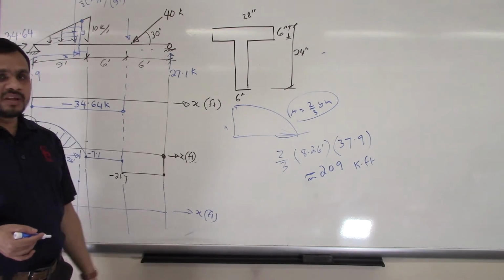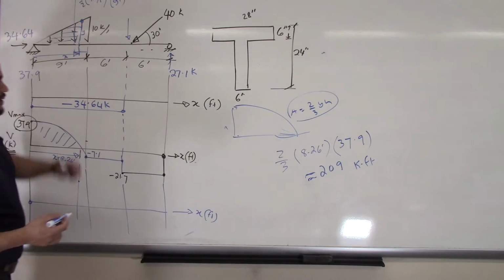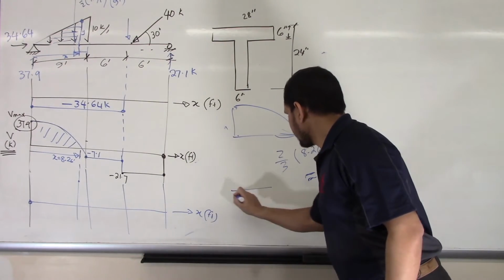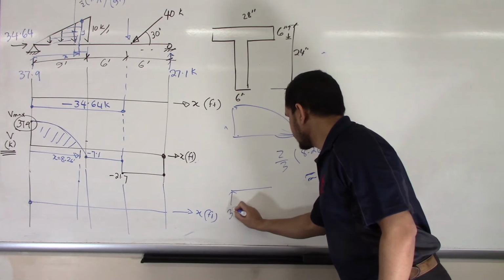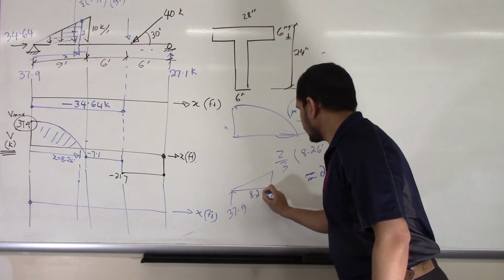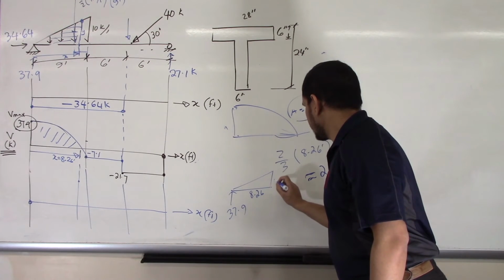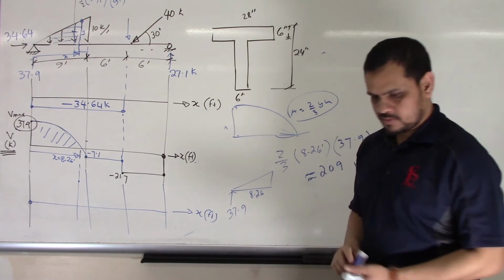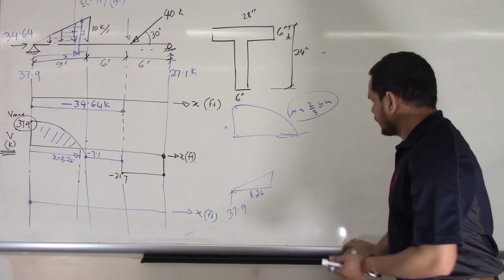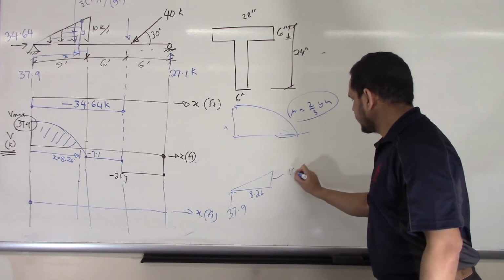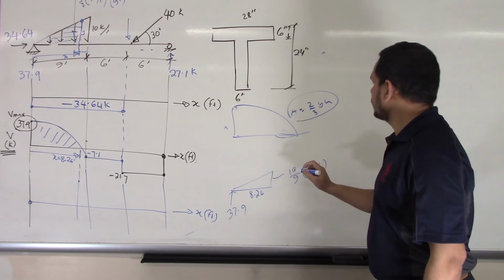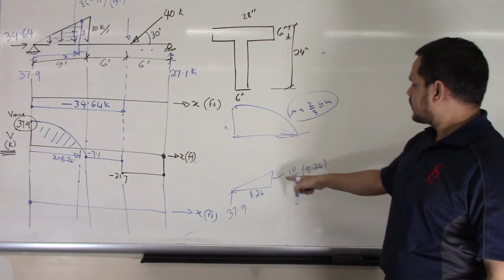Now, if you do not believe it, no problem. Cut here and find the maximum moment. How? This value is 37.9, and we are cutting here at 8.26, and then what is this value? This value was 9 by x times 8.26. How? Can you remember when we found the y value?